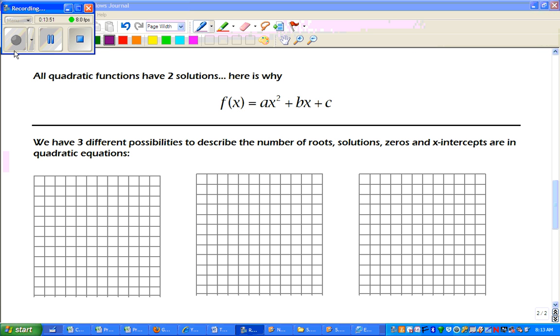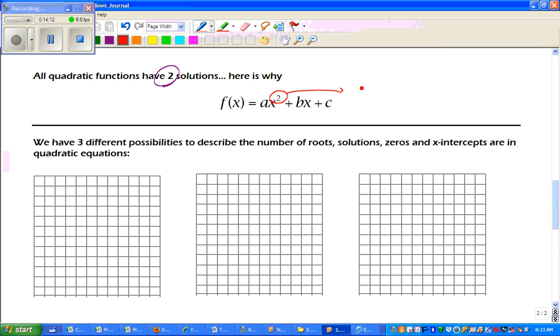Alright, turn your papers over. And at the top, it's got a very important statement that we are going to hear. All quadratic functions have 2 solutions. And here's why. What's your biggest exponent in a quadratic? Squared. Because it is squared, I guarantee you that you will have 2 solutions. Okay? The biggest exponent tells you how many solutions you will have.